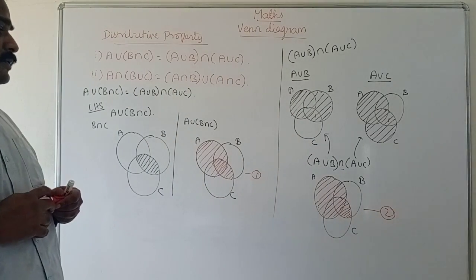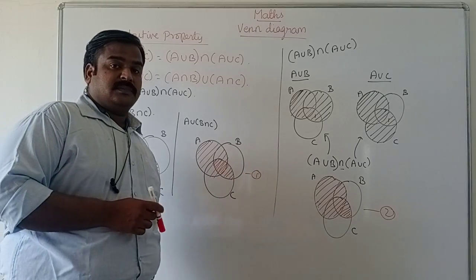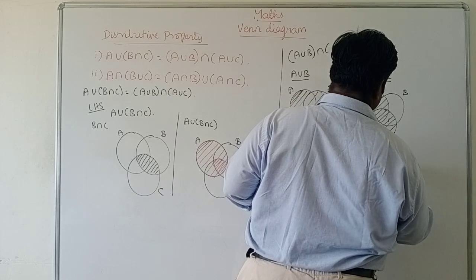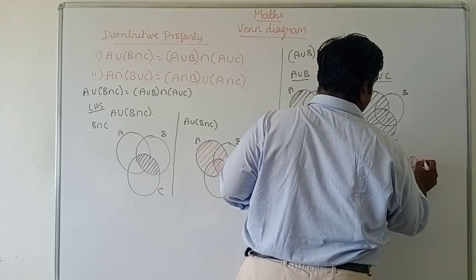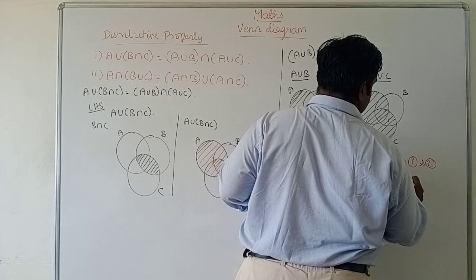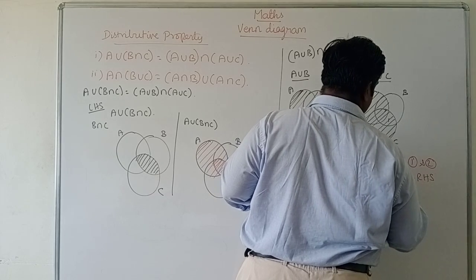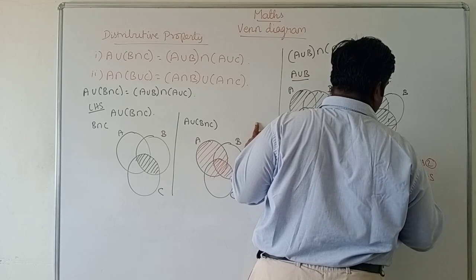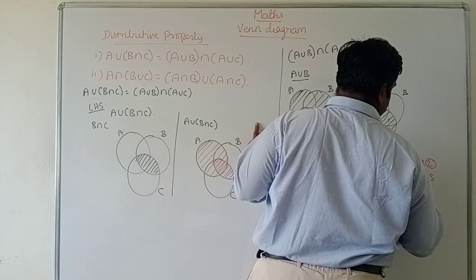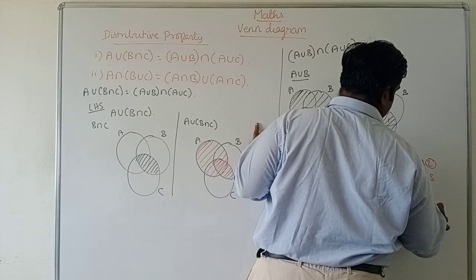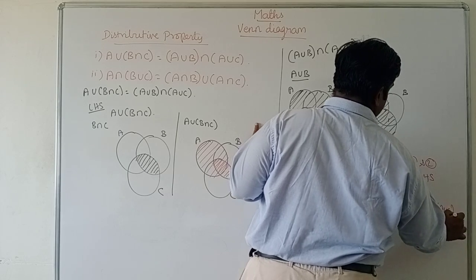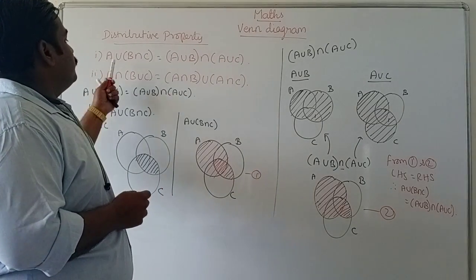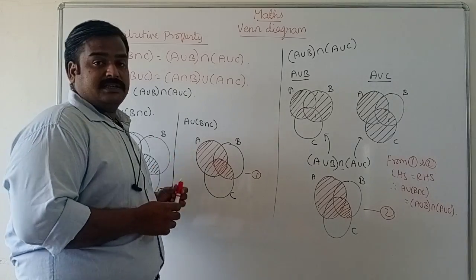Now compare this 1 and 2. They are equal. So once again you can write, from 1 and 2, LHS is equal to RHS. Therefore A union B intersection C is equal to A union B intersection A union C. Hence we verified the distributive property of union over intersection using the Venn diagram.